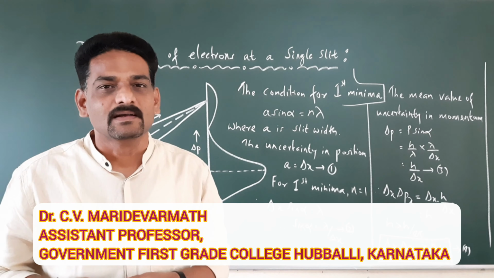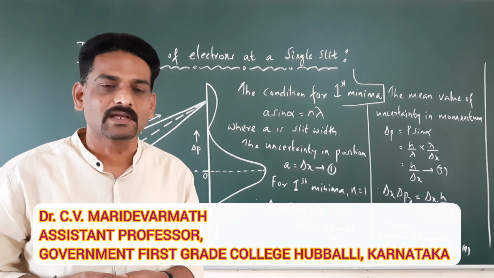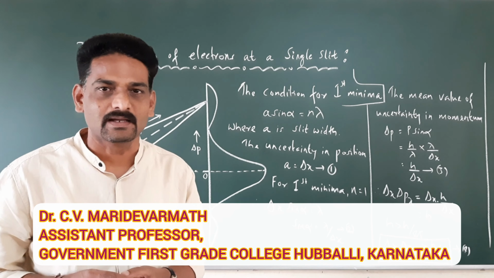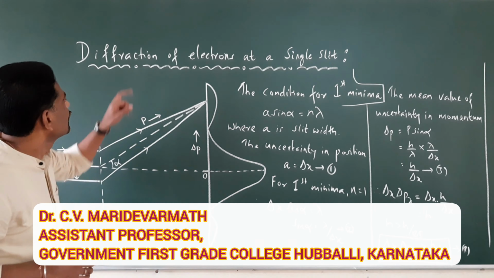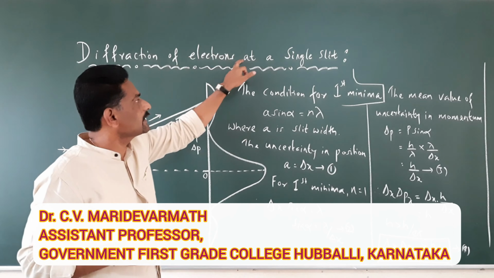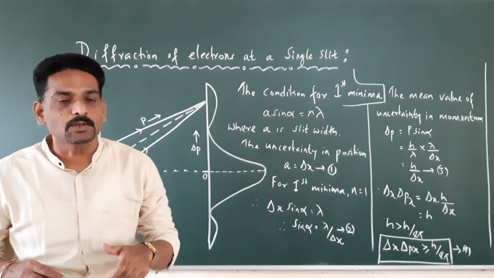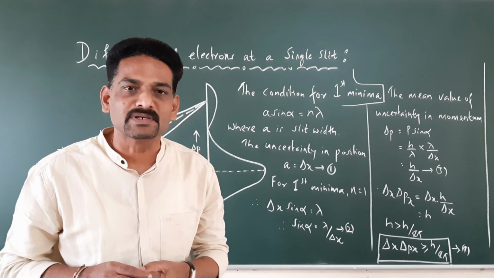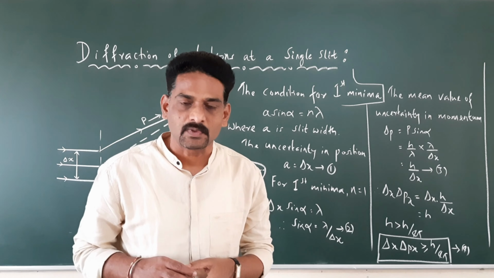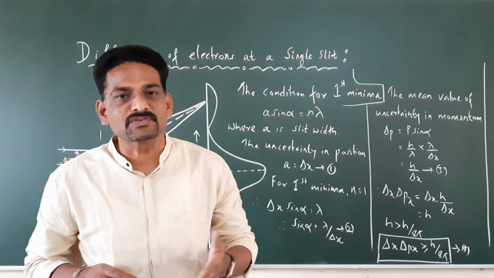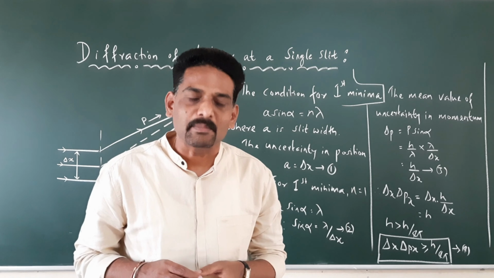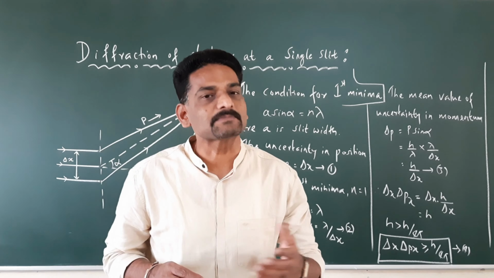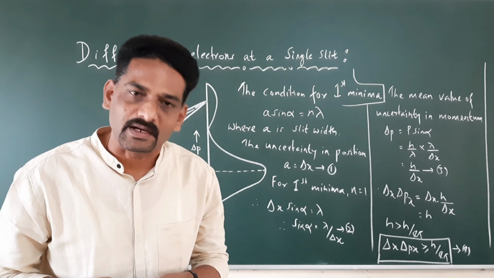Dear students, in this class we will discuss the diffraction of electrons at a single slit. This is an experiment to illustrate Heisenberg's uncertainty principle. In the previous class we discussed the gamma ray microscope experiment, which is also an experiment to illustrate Heisenberg's uncertainty principle.